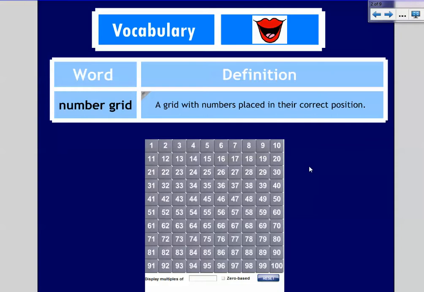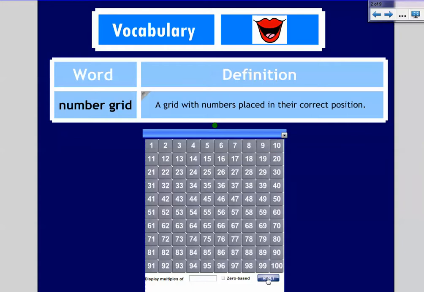When we count on a number grid, we count the same way we would read from left to right. 1, 2, 3, 4, 5, 6, 7, 8, 9, 10, 11, 12, 13, 14, 15, 16, 17, 18, 19, 20. I can use the number grid to help me count forwards like you just saw. I can also use it to help me count backwards. 10, 9, 8, 7, 6, 5.